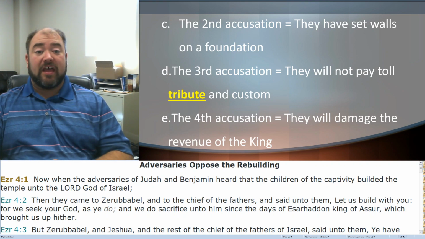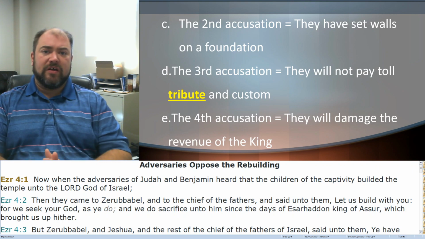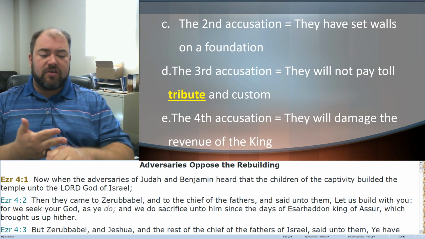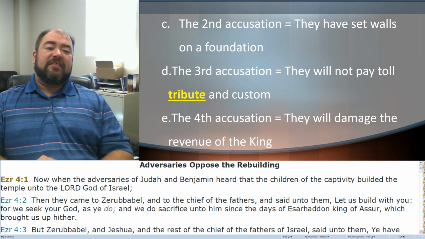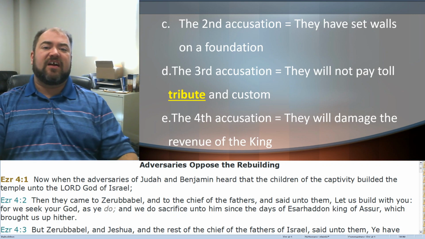And then the fourth accusation: they will damage the revenue of the king. Not only will they no longer pay their toll, tribute, and their custom, but they'll block anything else from coming in from all over that entire area.